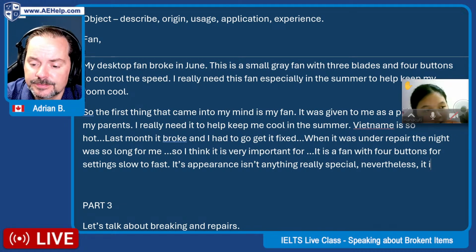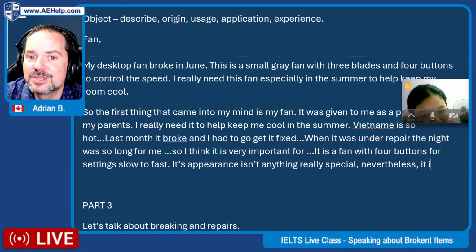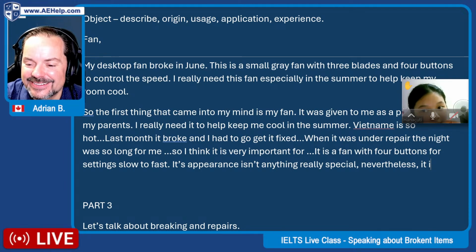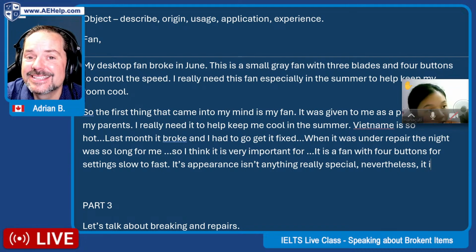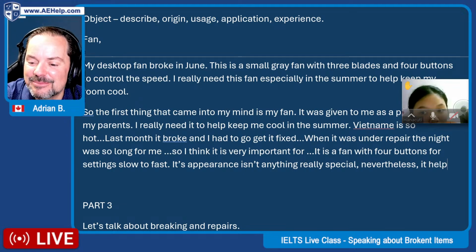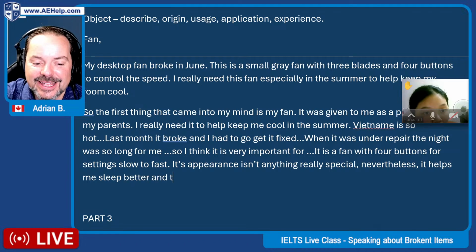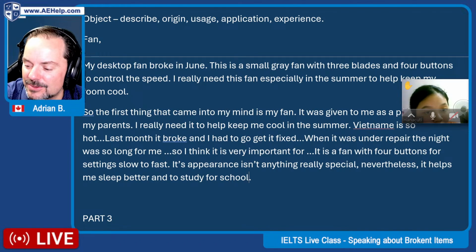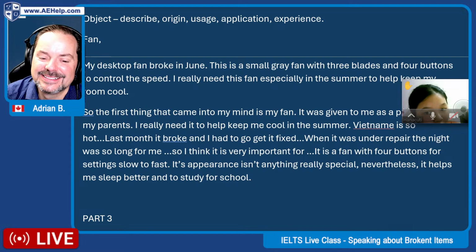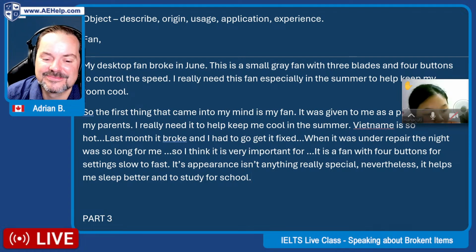Nevertheless, I got it from my parents, and it helps me to keep cool, to sleep better and to study for school. Study for school. Yeah. It helps me sleep better and to study for school. To help me study better, to help me sleep better and study for school.